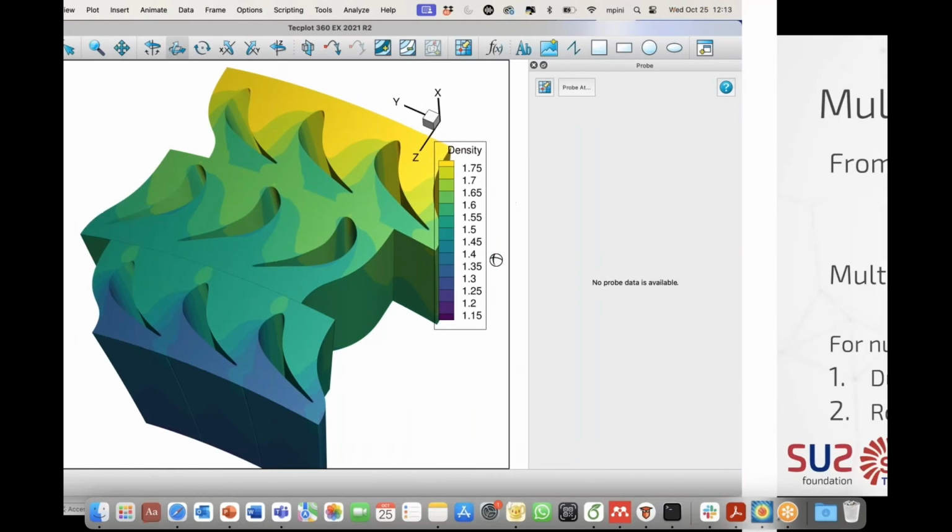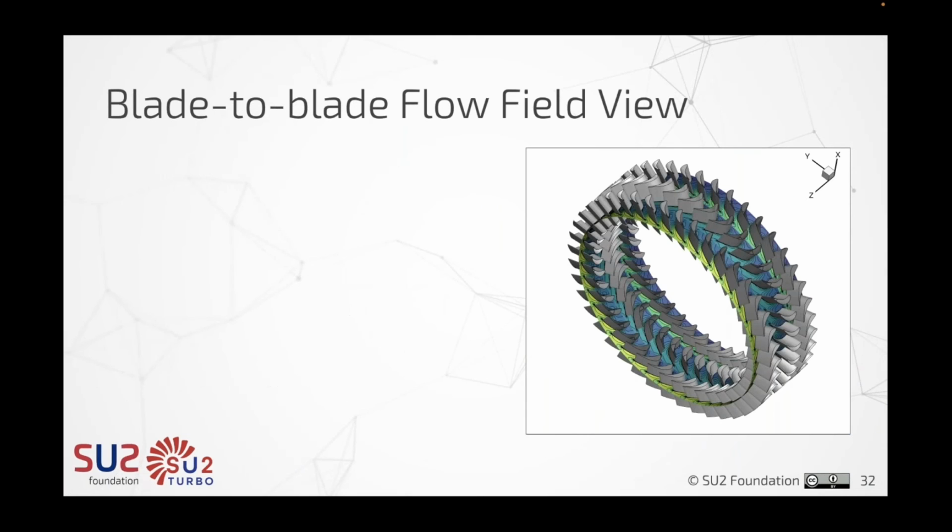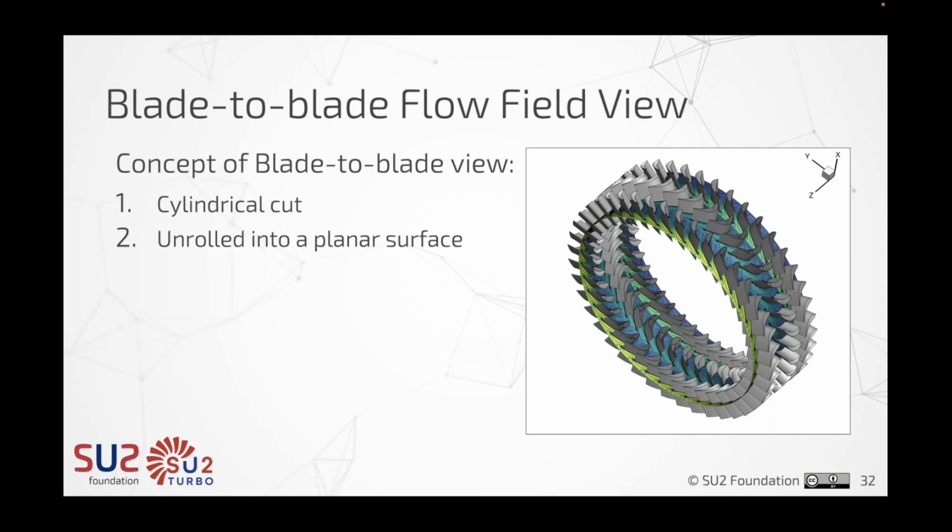Okay, so now we can move to the next point of what we can do to post-process our calculation. We can see the blade-to-blade flow field view. And first of all, what is this blade-to-blade flow field view from a conceptual point of view? What we do is basically to make a cut with a cylindrical surface of this domain.